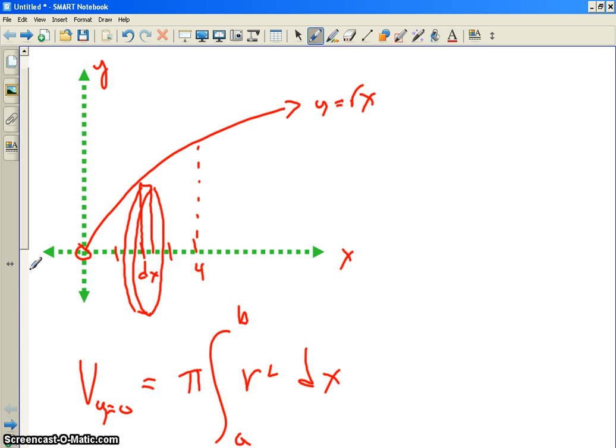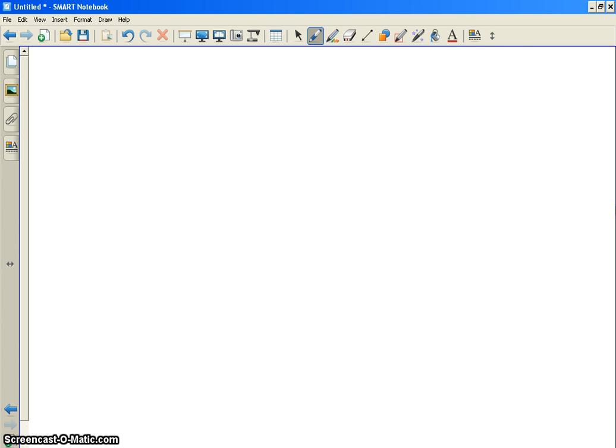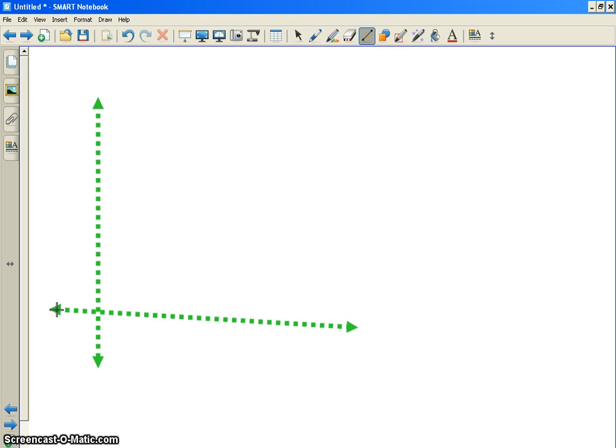Let's take a look at that. Let's see what happens. Let's go to the next page. Let's just graph this out a little bit again. Ta-da. Okay.